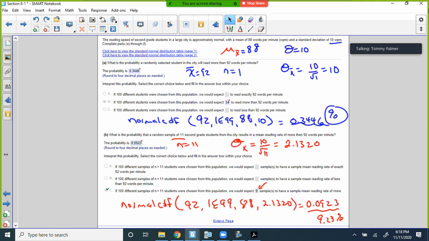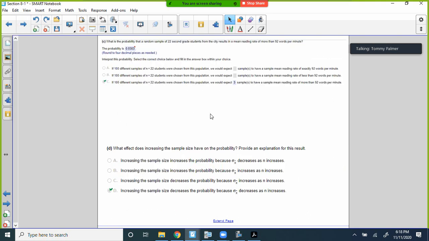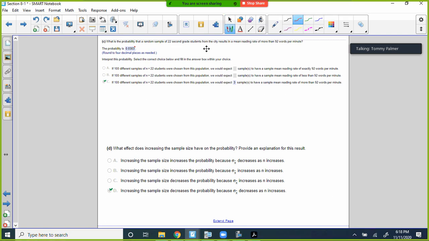And the previous one, we had 34.46%, so we would expect 34 kids on that one. Now, it's going to do it again, but this time we're looking at a sample size of, guess what, guys? 22. N is 22, right? So our new standard deviation of X bar, of the sample means, is going to be 10 over the square root of 22, which is, guess what?